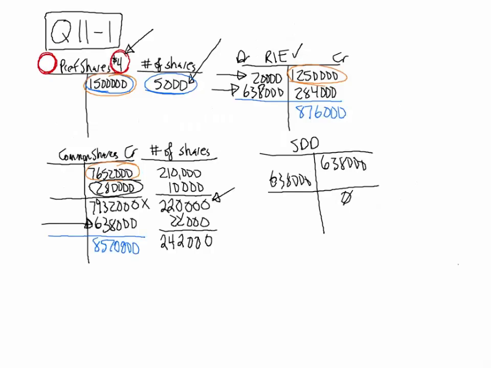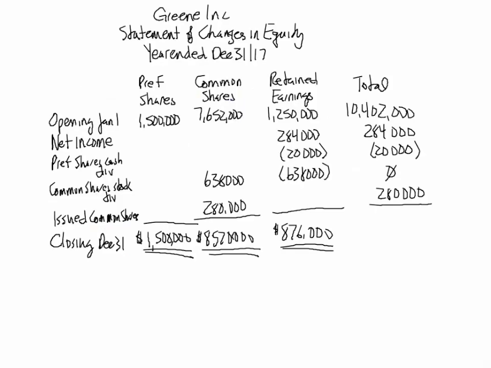Retained earnings over here was $876,000. And then the total. And the total you can get to in two ways. Okay, I got 10 million. I think I got 10,946,000. Did anybody else get 10,946,000? Okay.